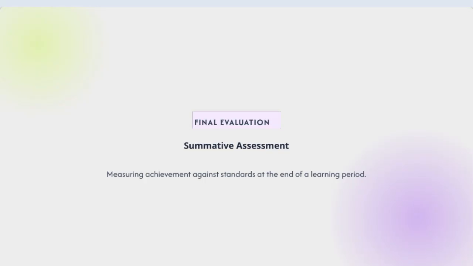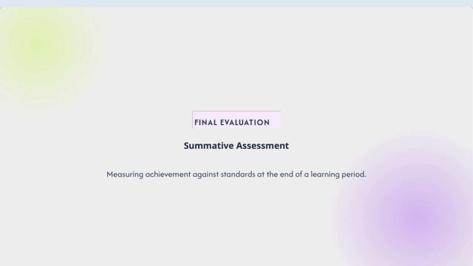Now, let's talk about measuring achievement against standards at the end of a learning period, which is what we call summative assessment. This type of assessment is essentially the final evaluation of a student's learning, helping us determine how well they've met the learning goals. It's often conducted at the end of a course or unit, serving as a summary of what has been learned. The key idea here is that it's about measuring the overall achievement, not just ongoing progress. Think of it as the final score that reflects whether or not the learner has successfully met the set standards.